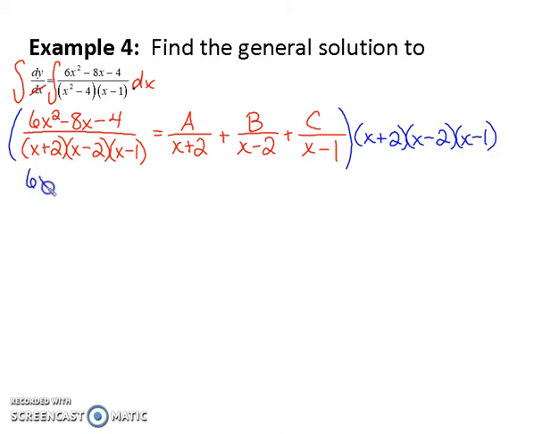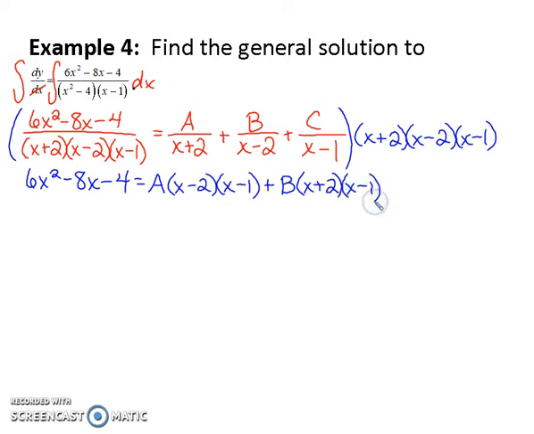So we would have 6x squared minus 8x minus 4. Then the A is going to get multiplied by x minus 2 and x minus 1. B is going to get multiplied by x plus 2 and x minus 1. And then C is going to get multiplied by x plus 2, x minus 2. So you've got a whole lot of algebra going on here.